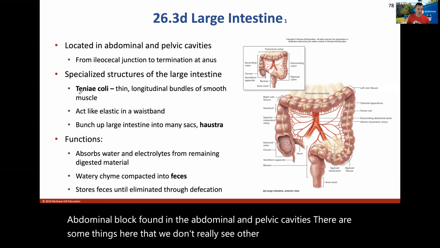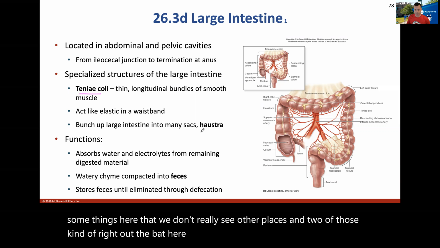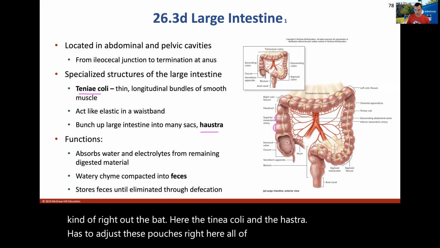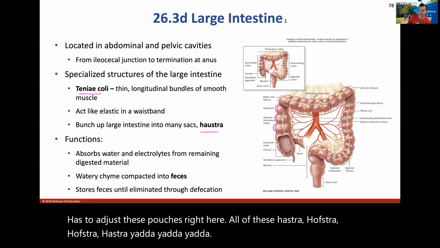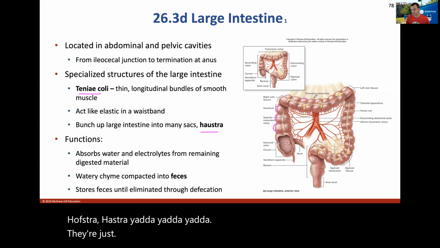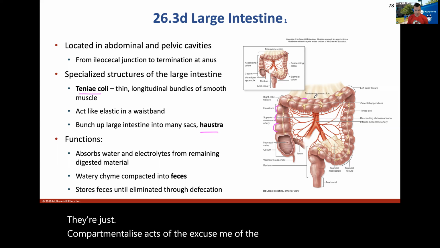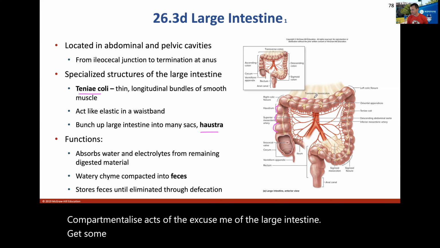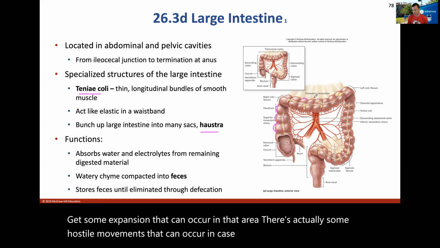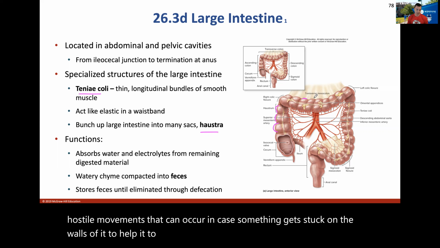Two of those, right out the gate, are the tinea coli and the haustra. Haustra are just these pouches right here. They're compartmentalized sacs of the large intestine. They allow some expansion to occur in that area. There are also haustral movements that can occur, in case something gets stuck along the walls, to help it move along. But there's something that you only see here within the large intestine.